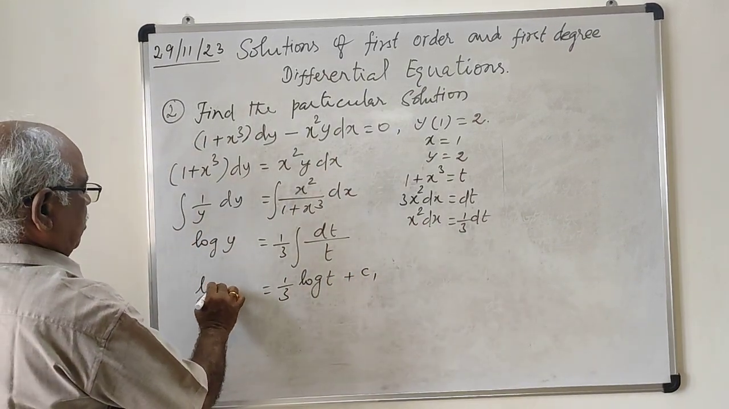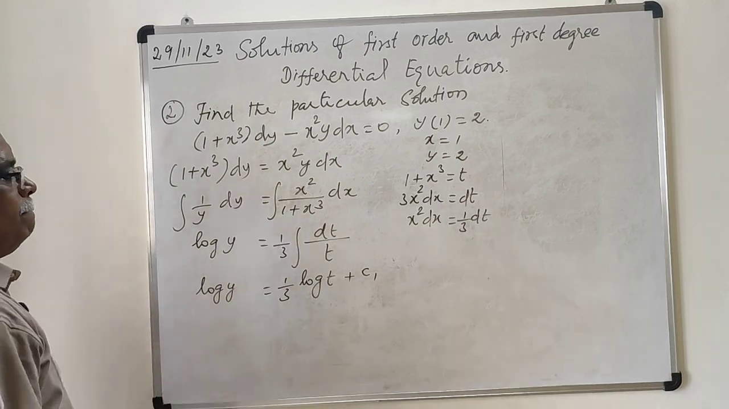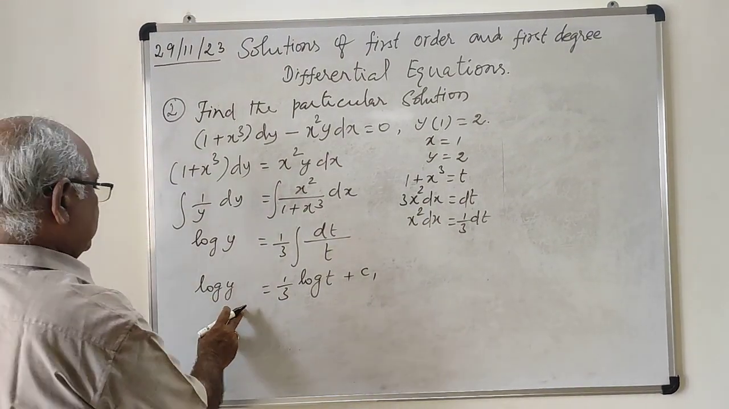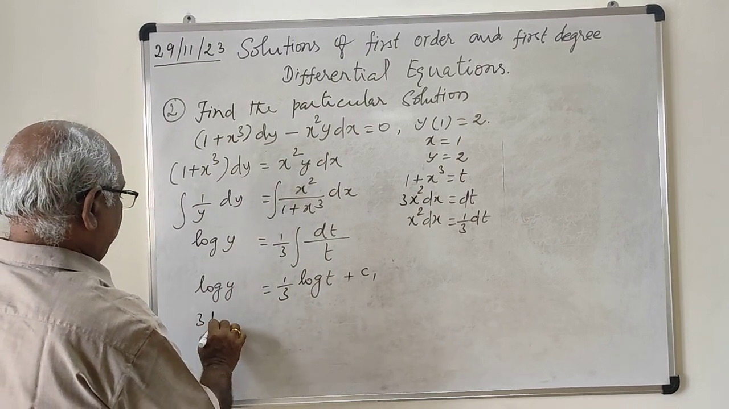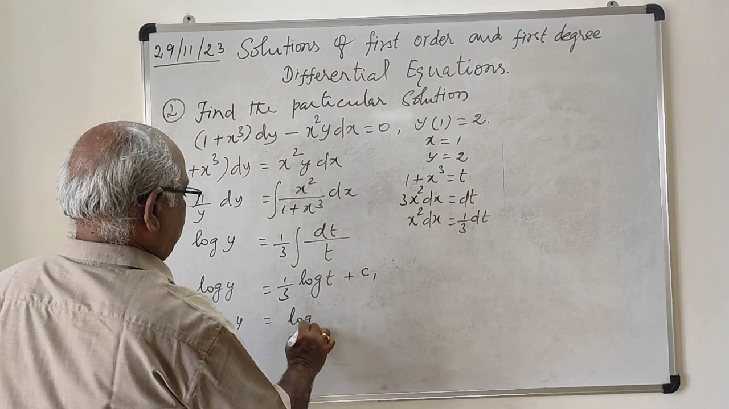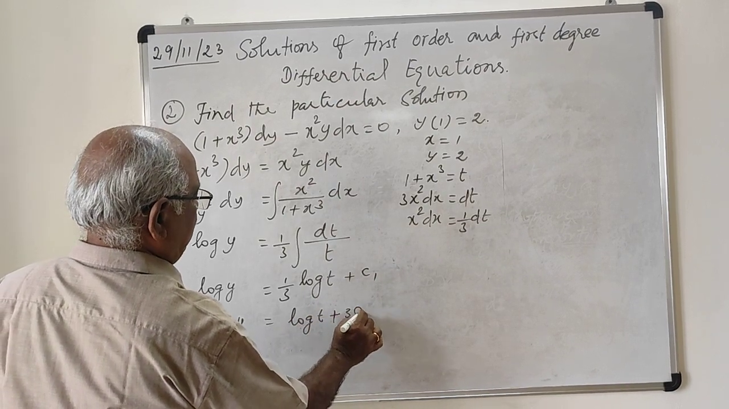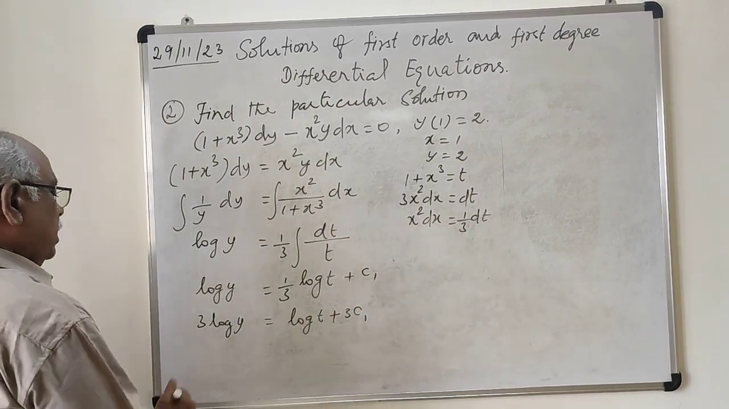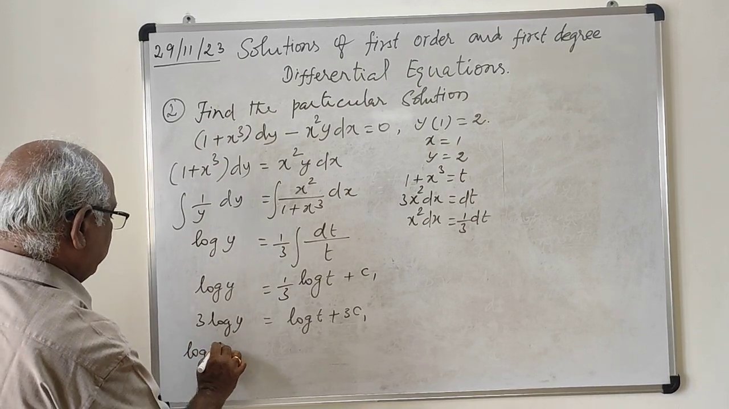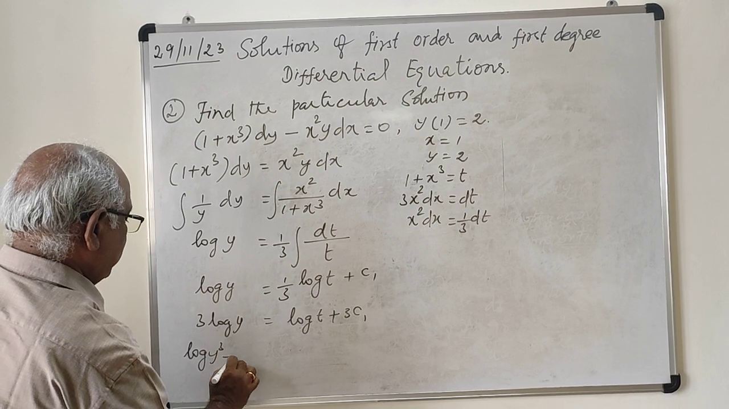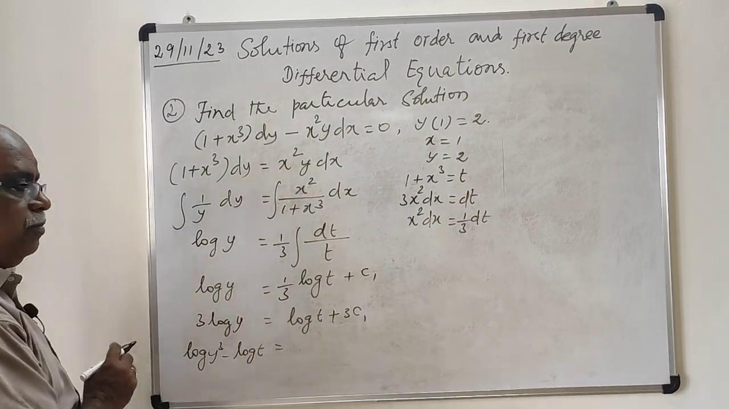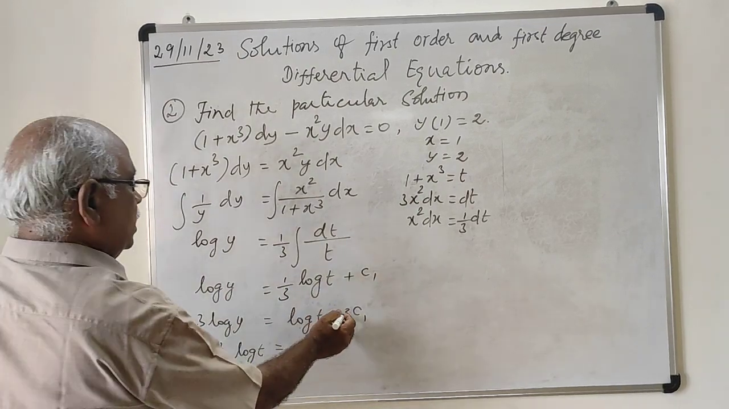Here you get log y. Multiply throughout by 3, you will get 3 log y equal to log t plus 3C1. Now 3 log y is log y cube. You bring this log t to the left hand side, it becomes minus log t, equal to 3C1.